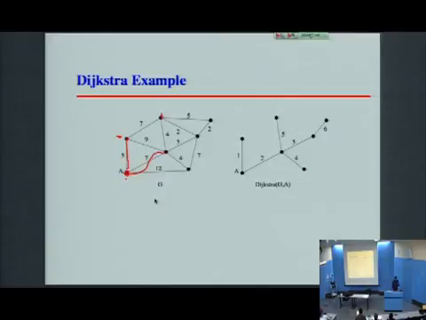Now, which is the next vertex that is cheapest to get to? Yeah? 3. Well, 3. I could get here at a cost of 10, right? Because that's 3 plus 7. I could get here at a cost of 11. I could get here at a cost of 11. What is the next vertex that I absolutely positively know the shortest path to? It is this one. Does everybody agree with that?